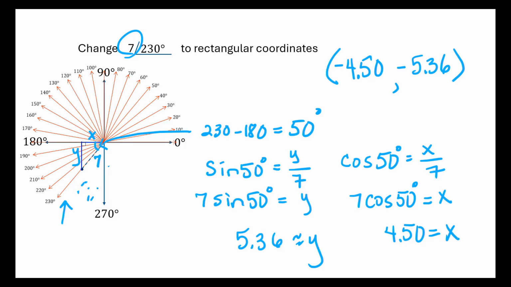That's how you change polar coordinates to rectangular coordinates. So let's try another one. This one, we're going to change 42, 340 degrees to rectangular coordinates. So go ahead and stop the video and try this one yourself and see if you can figure that out.